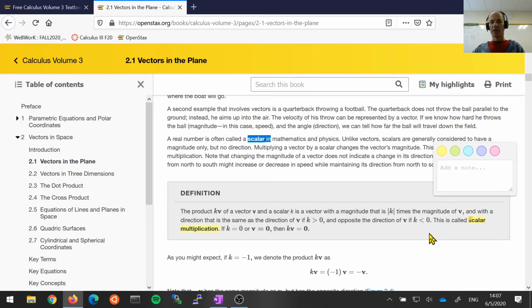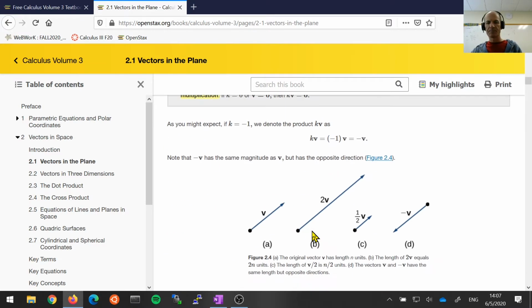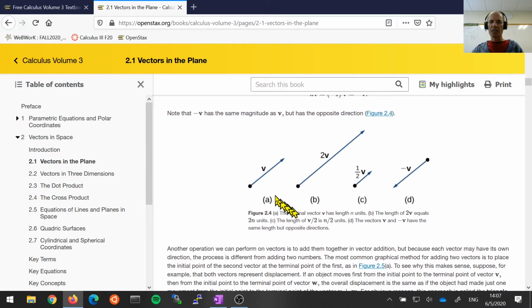the direction. So the scalar k here, a real number, stretches and shrinks the vector, or might point it in the opposite direction depending on its sign, but it will not change its direction other than just flipping it. So here are some examples. Here's the original vector v. Here's 2v, points in the same direction, but it's twice as long. Here's 1/2 v, same direction, half as long. And then here's minus v, same length, opposite direction.